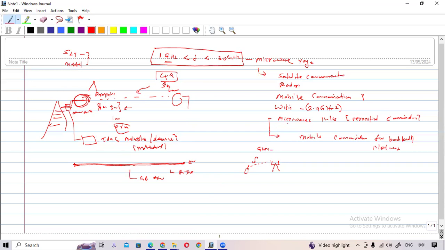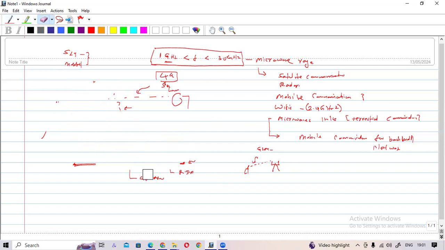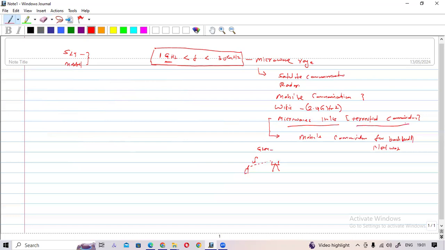Previously, almost all mobile operators in Sri Lanka mostly widely used this microwave link for terrestrial communication. That means local communication, as a backhaul network. That means, as I told you, there are many towers.